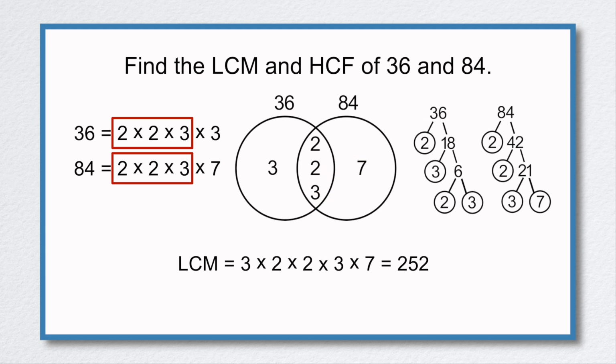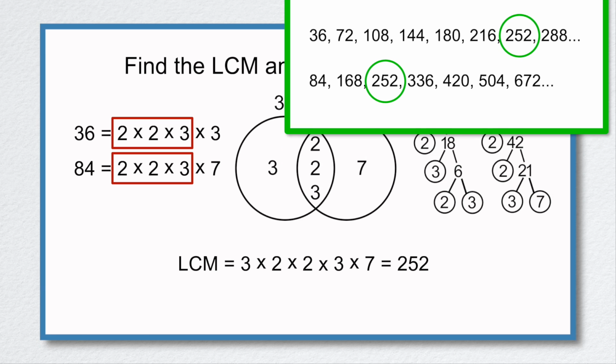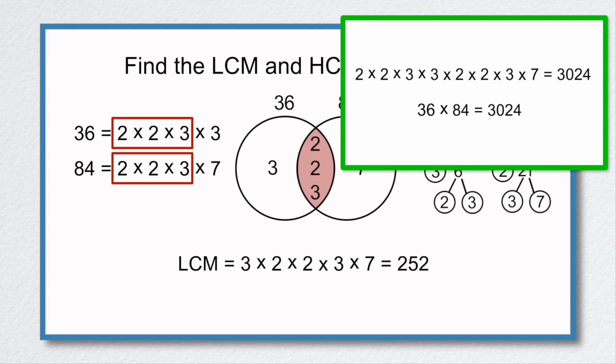And that comes to 252. If we look at the multiples of 36 and 84, we can see that this answer is correct, just if you need any convincing. But why does this approach work? Well, simply put, if we're going to try and find the lowest common multiple, we don't want to be repeating multiplications of prime factors. We can see that 2 times 2 times 3 is common to both numbers. If we were to multiply all the prime factors of both numbers, we are effectively just multiplying 36 by 84, which is 3024. And whilst this number is a common multiple, it is not the lowest common multiple.